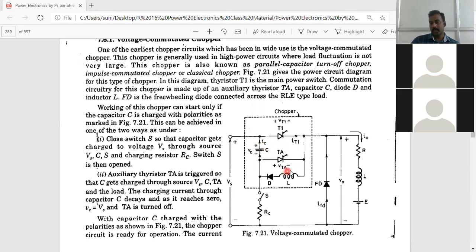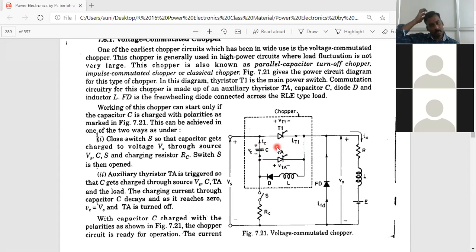Then how to make this thyristor turn off? That happens whenever this main thyristor is turned on, then it is turned off. Why? Whenever this is turned on, you will have a positive polarity and a negative polarity applied. This positive is going to be applied across the cathode and negative of the capacitor is going to be applied across the anode. Immediately this is going to be turned off.